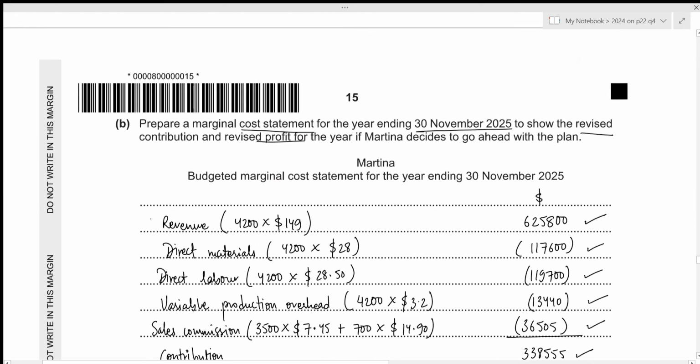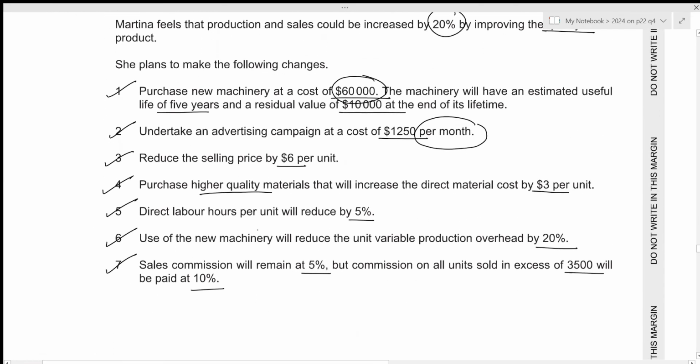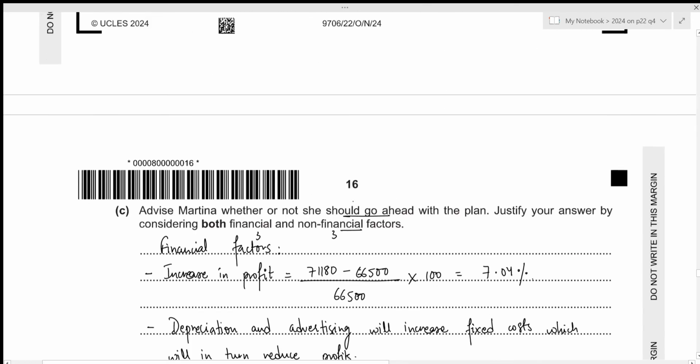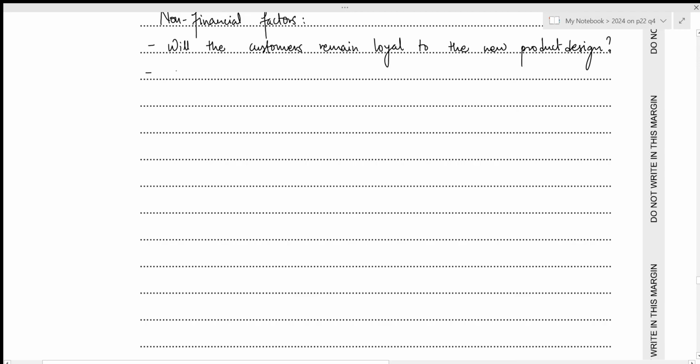Okay, then we are also cutting down on our labor hours by 5%. But this is just an estimation. We do not know for sure whether or not the new machinery will actually save the 5% labor hours. So we can question that as well. Will the new machinery actually save 5% labor hours?